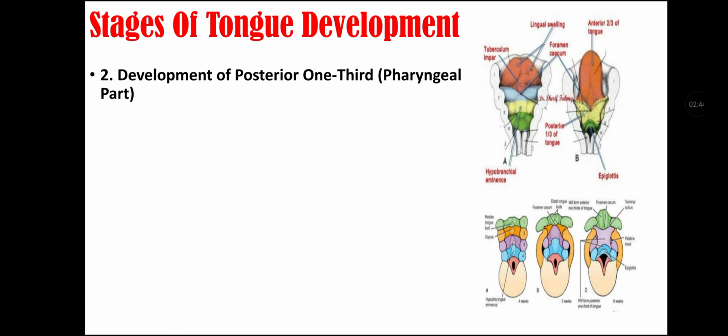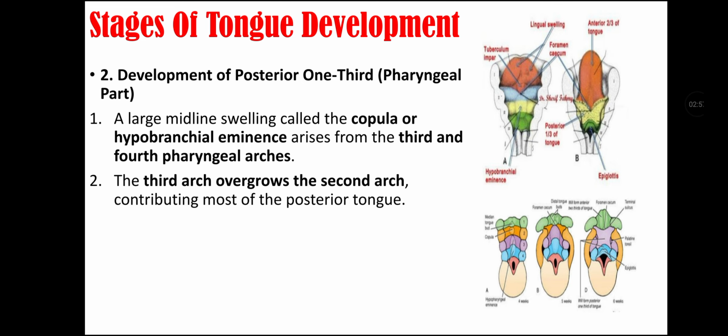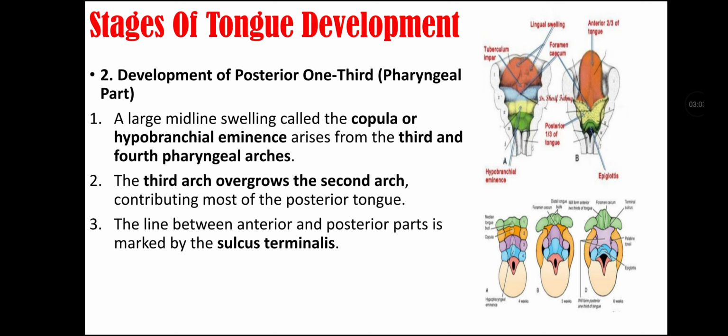Next stage of tongue development is development of posterior one-third of the tongue, that is the pharyngeal part of tongue. It is when a large midline swelling called the copula or hypobranchial eminence arises from the third and fourth pharyngeal arches. Third arch overgrows the second arch, thus contributing most of the posterior tongue part. The line between anterior and posterior parts is marked by sulcus terminalis.